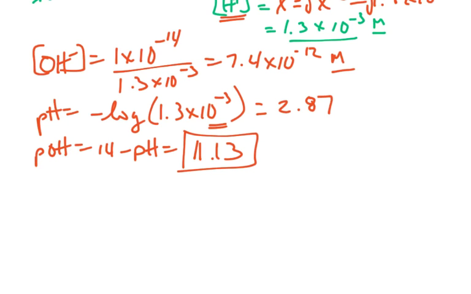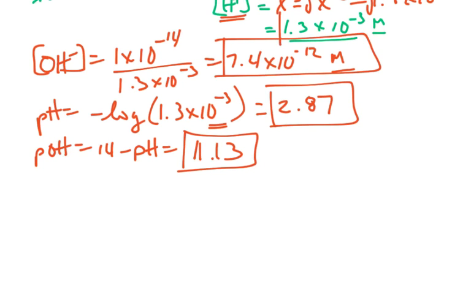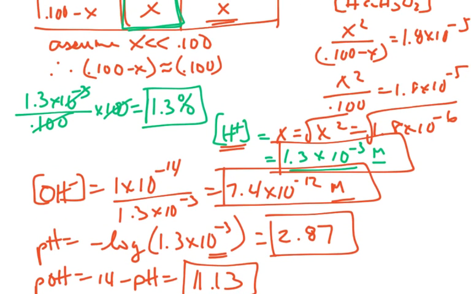So we figured out our pOH, we figured out our pH, we figured out our OH- concentration, we figured out our H+ and acetate concentrations, and again we've calculated the percent ionization. So that's all the information we get from example 3.